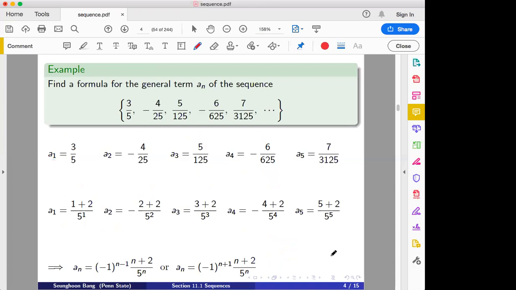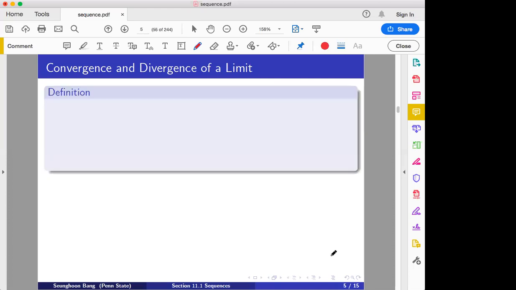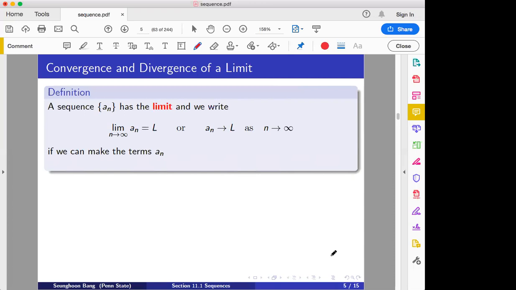So next, convergence and divergence of a limit. Definition: a sequence an has the limit, and you write limit of an as n approaches infinity equal to L. So what does it mean? The an approach L as n approaches infinity. So the definition is like this: we can make the terms an as close to L as we like by taking n sufficiently large. This is the exact definition of the limit of a sequence.